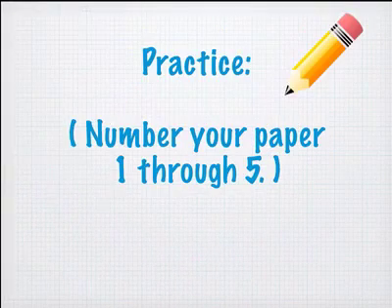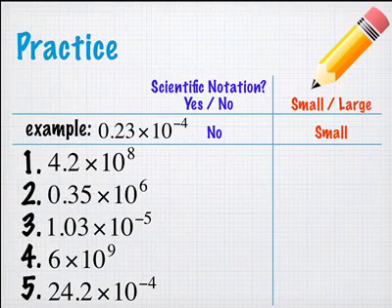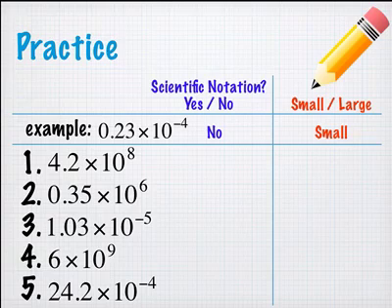To finish our lesson, we're going to have you practice some problems on your paper. So number your paper 1 through 5. There is no need to copy these problems. You'll just write answers next to each one. You're going to identify yes or no if it is in scientific notation, and you're going to write small or large depending on if it's a large or small number. In the example, we have a small number, but it is not technically in scientific notation because 0.23 is less than 1. So please click pause and try these problems on your own paper. Please click pause now.